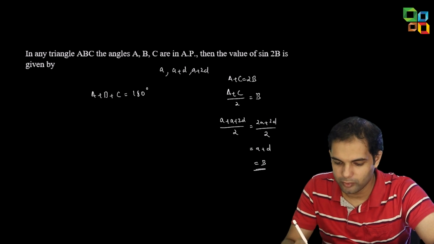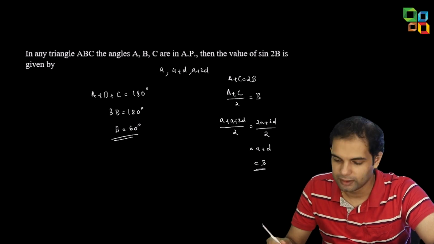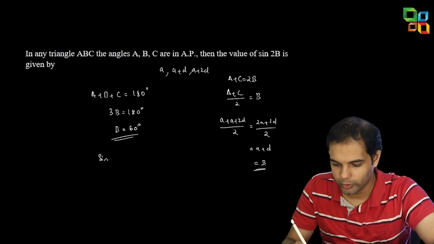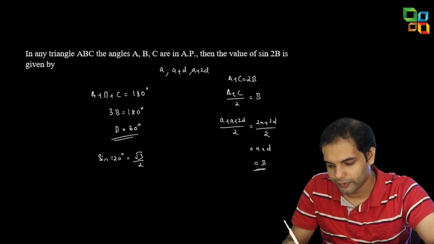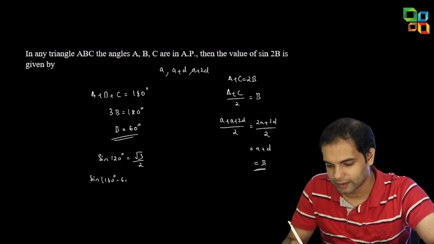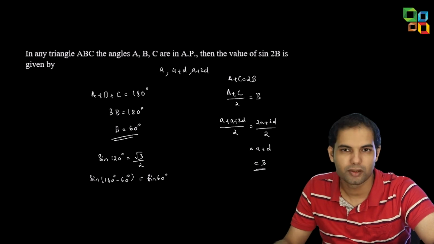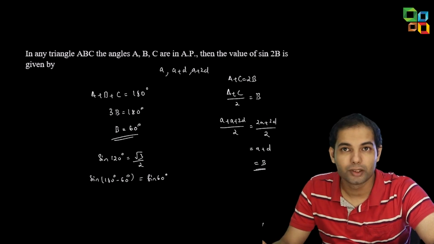Yes. So this sum will be 2b plus b, which is 3b, equal to 180 degrees, or b is equal to 60 degrees. So once you figure out what is b, sine 2b is nothing but sine of 2 into 60, which is 120 degrees. Directly, if you know it, it's root 3 by 2. If you don't know directly, it's sine of 180 minus 60 degrees. In the second quadrant, sine is positive itself, so sine 60 degrees, which is root 3 by 2.